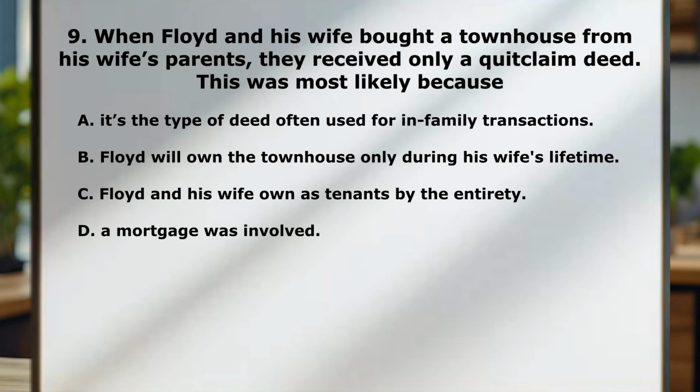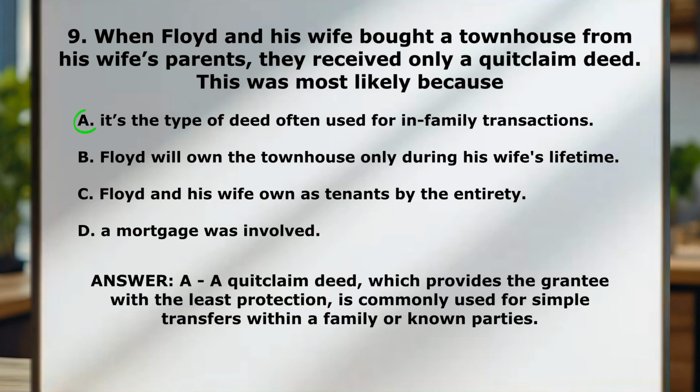All right, this sounds a little confusing. I just read these answers, and it sounds a little overwhelming here. So let's break it down. Answer is A. A quitclaim deed, which provides the grantee with the least protection, is commonly used for simple transfers within a family or known parties. Basically, it's the most common type of deed used for in-family transactions.